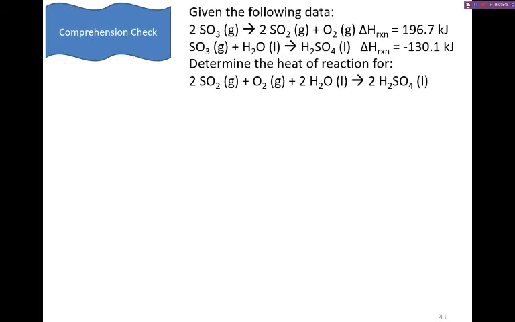All right, one last problem. Go ahead and try this on your own before watching through the solution.